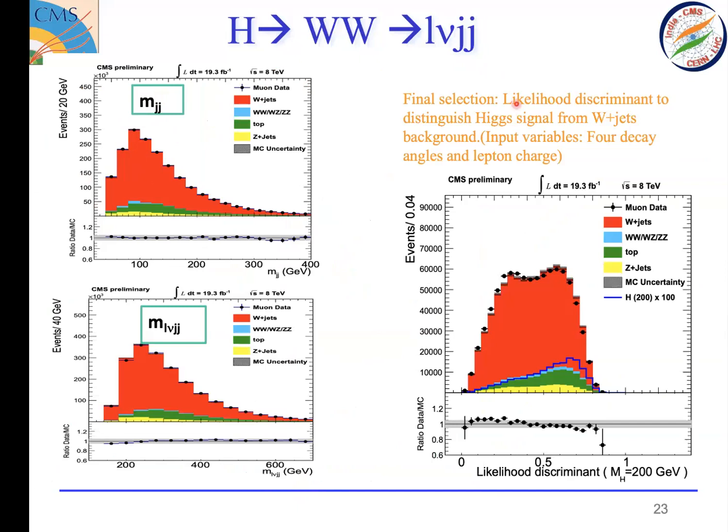And hence a likelihood discriminant was also made to distinguish Higgs signal from W plus jets using input variables which had 4 of the decay angles and the lepton charge. Remember the W plus, W minus asymmetric charge distribution in just the WW events, whereas for the Higgs to WW it's symmetric. So with this, a discriminant was made to discriminate between the signal and the background.